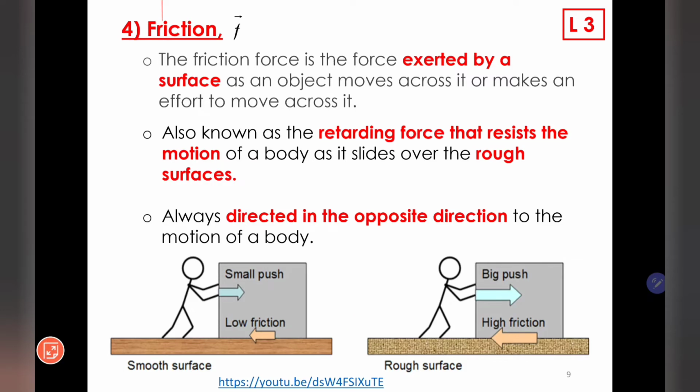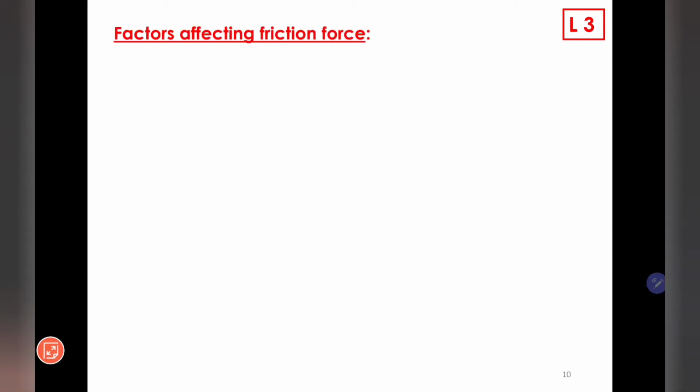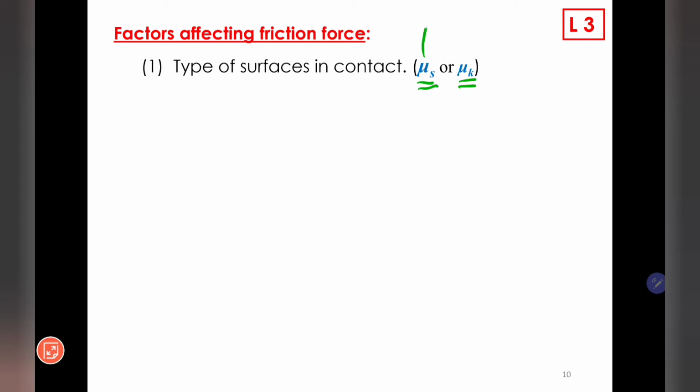Okay, next, what factors affect the frictional force? Two factors are given here. The first one is the type of surfaces in contact. So by having different types of surfaces, the friction is also different. Why? Because different surfaces give you a different coefficient of friction, which is mu. Mu is our coefficient or constant. It depends on the type of surface. So there are two different types of mu, which are mu s and mu k. What is that? The coefficient of static frictional force and the coefficient of kinetic frictional force. So remember, it depends on the type of the surface.